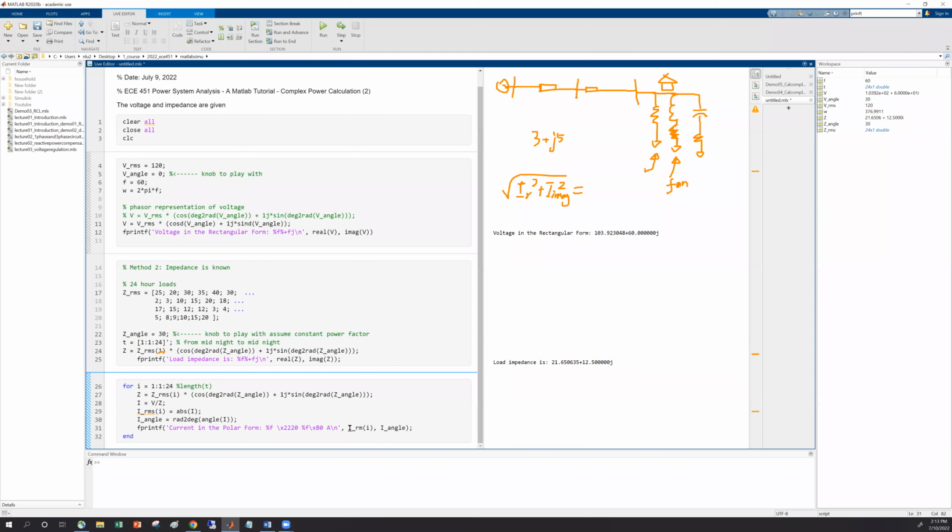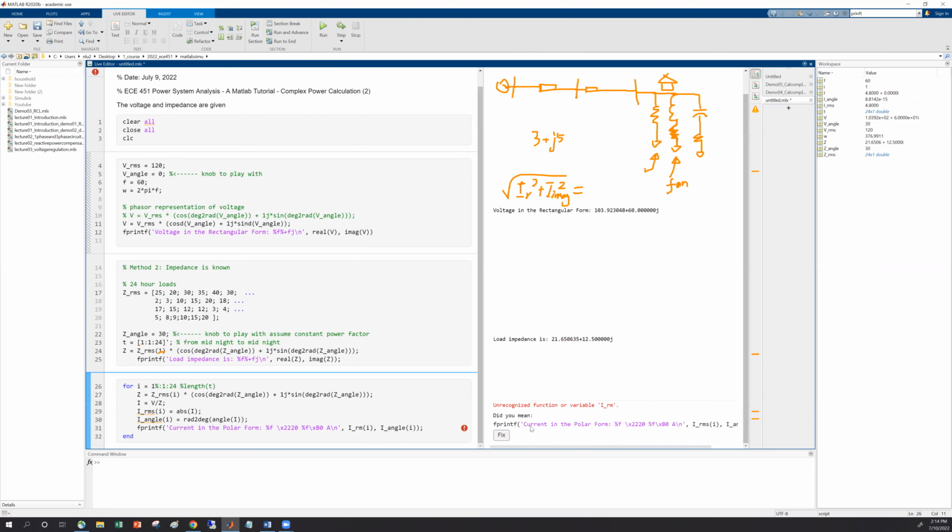So here you can see this angle. Let me show you more clearly. The first time when we do the debugging, we don't want to let it run 24 times. We just want it to run one time. Okay, let's see what happened. Oh, this should be IRMS instead of IRM. Okay, let's run that again.